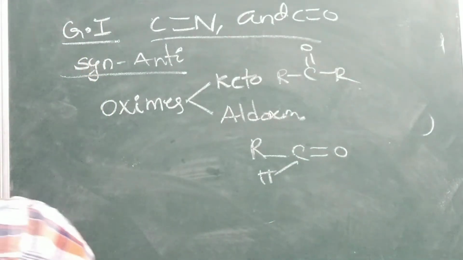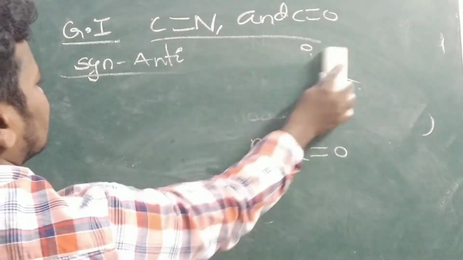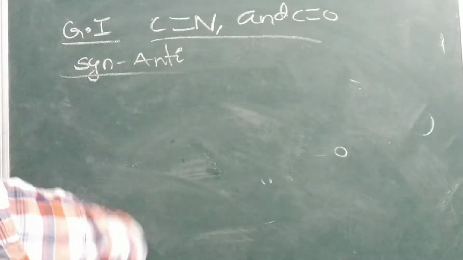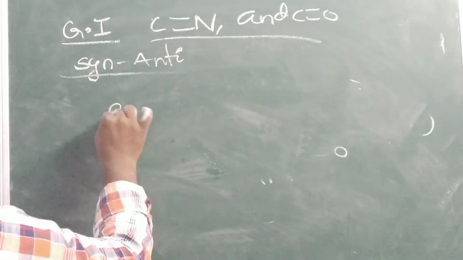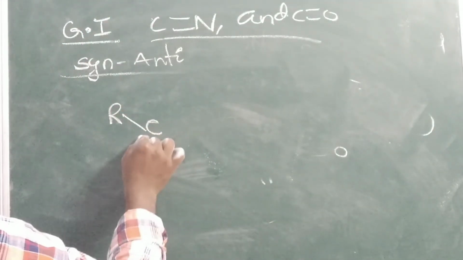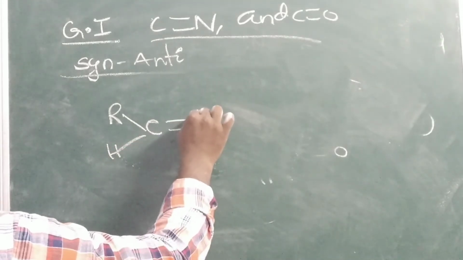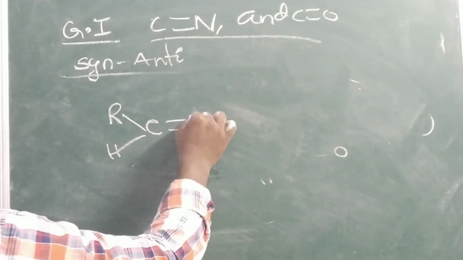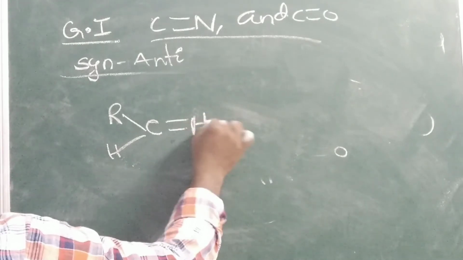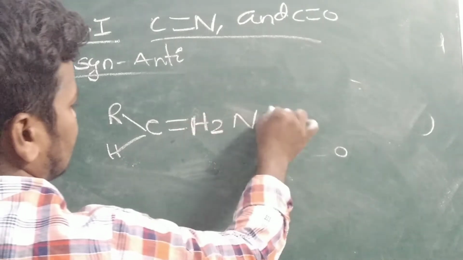So now you can see, for example, an aldehyde is there. The aldehyde is reacting with hydroxylamine. We are reacting.